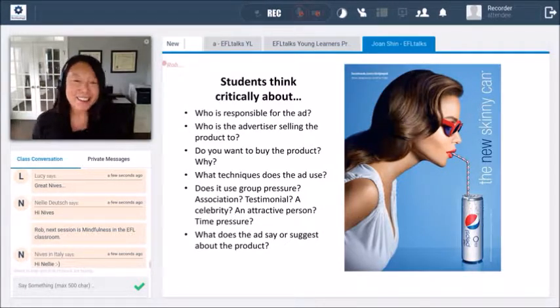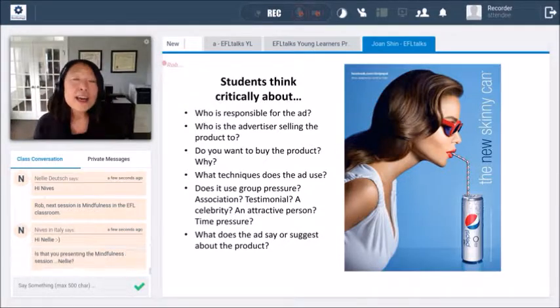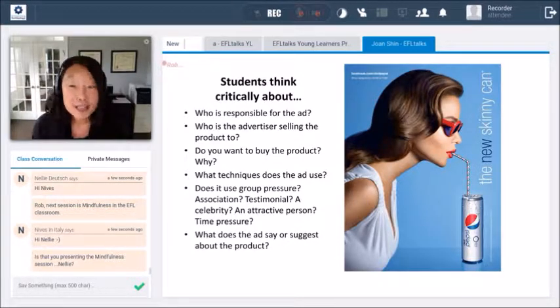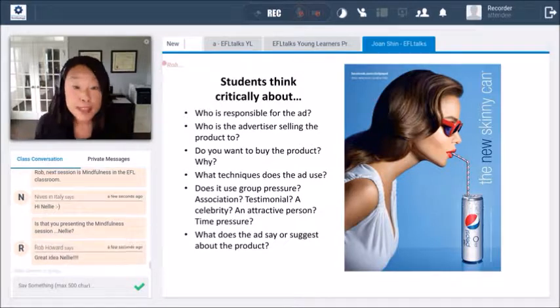Okay, so they're giving you this image, and then maybe it makes you want to buy this Diet Pepsi and drink it from a skinny can. The point is, you can help your students by asking them to think critically about the image. So get them to think about what techniques does the ad use to make you want to buy it.